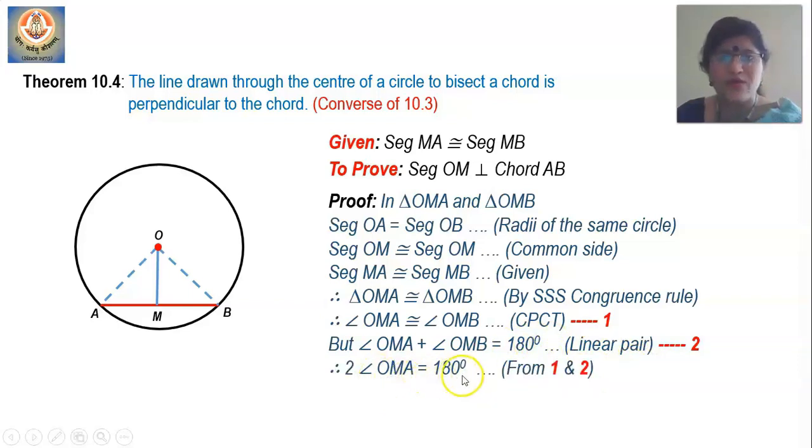Twice angle OMA equals 180 from 1 and 2. I substitute statement 1 in statement 2. Instead of OMB, I write OMA because OMB is equal to OMA. So angle OMA plus angle OMA is equal to 180. So 2 times angle OMA is 180. So what do you get? OMA as 90. And if angle OMA is 90, it means that OMB is also 90. Therefore, OM is perpendicular to chord.